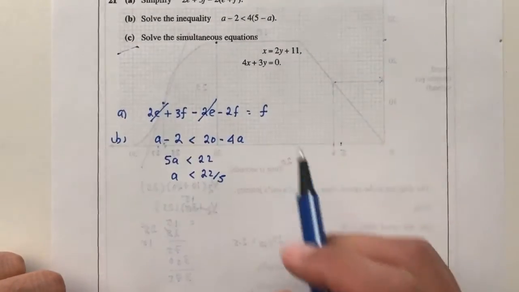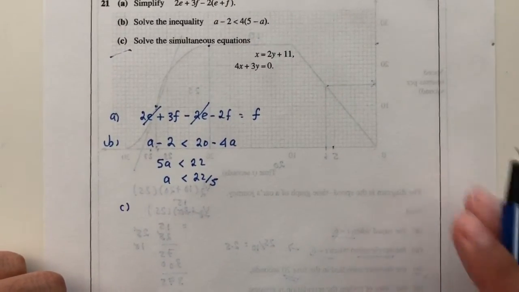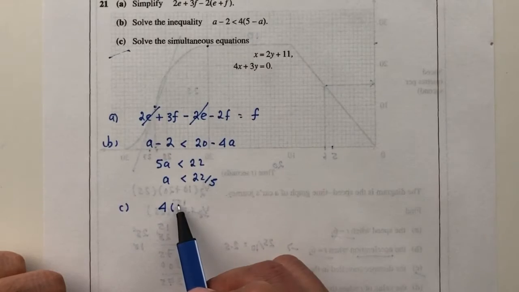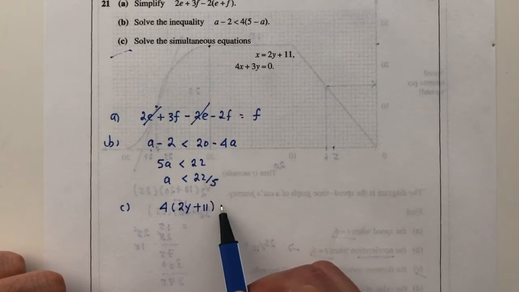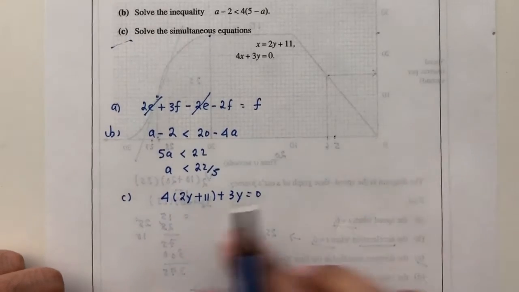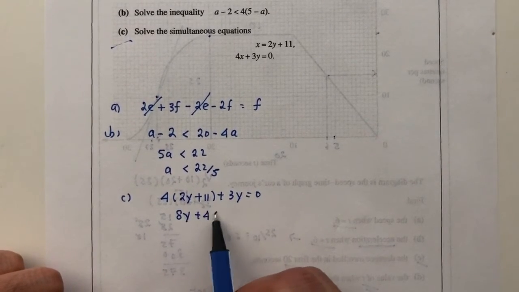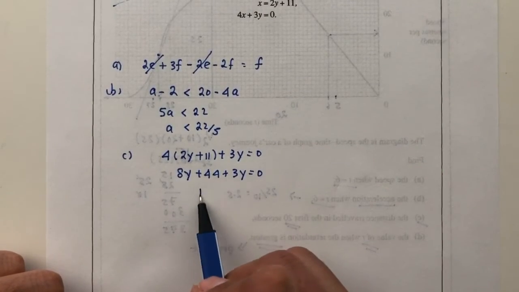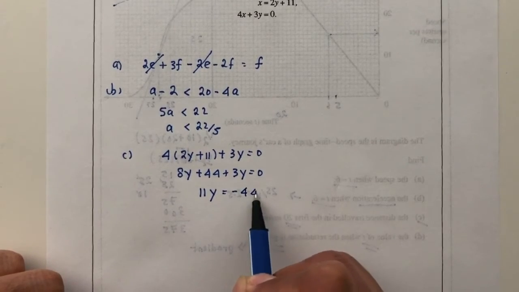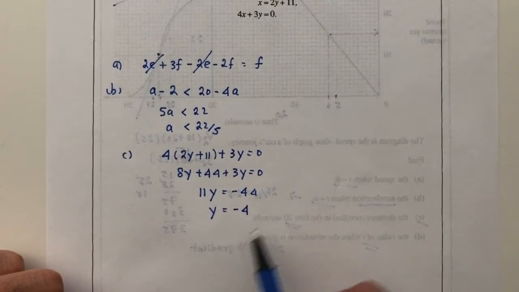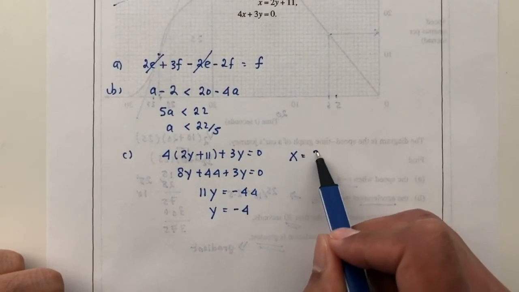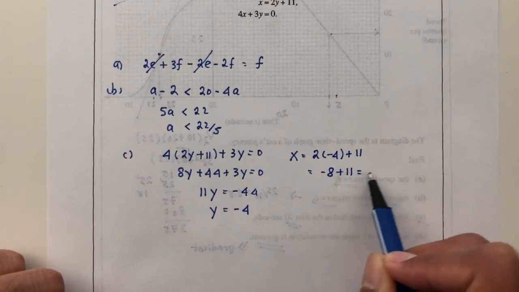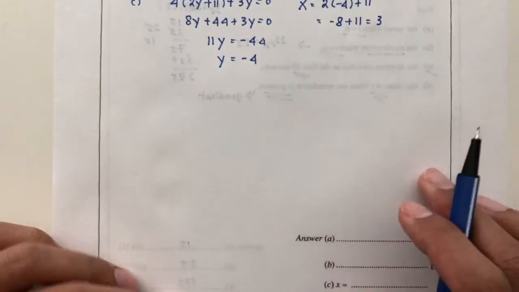Okay, now part C, solve this equation. So here we have x as the subject of the formula already, so let's replace x in the other equation. You have 4 times (2y plus 11) plus 3y equal to 0. Expand, you will have 8y plus 44 plus 3y equal to 0. Now 8 plus 3 will be 11y equal to minus 44. y will be minus 4. Now going back to here, first one, x equals 2 times y, which is this, plus 11. That will be minus 8 plus 11. That will be 3. So that will be part C.